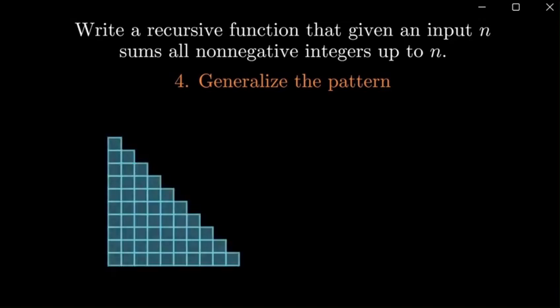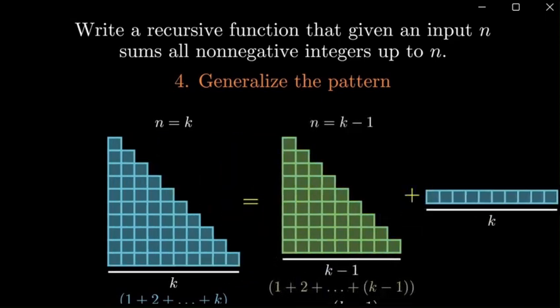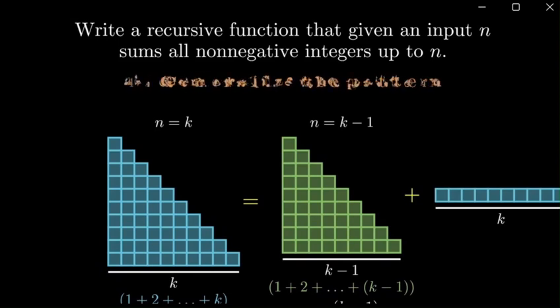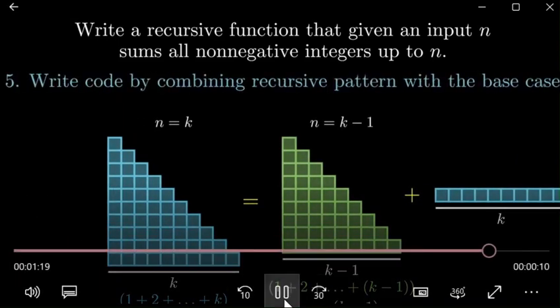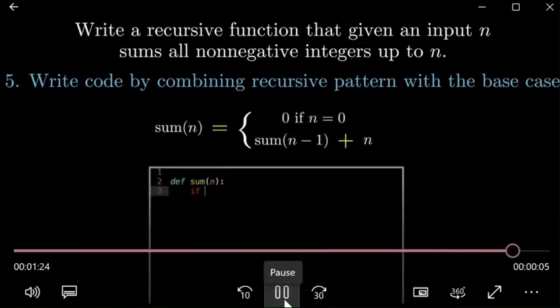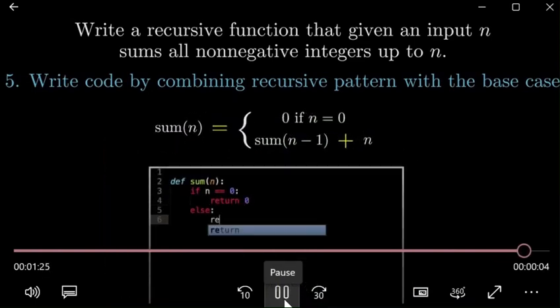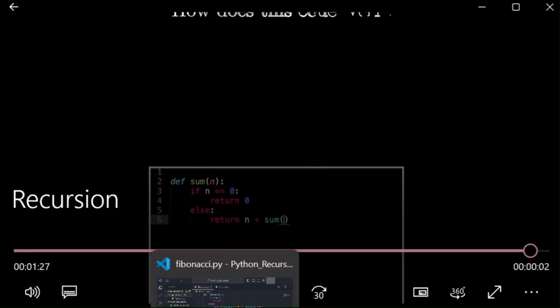So from the example we took, we can say that sum of first k natural numbers is actually nothing but the sum of first k minus 1 natural numbers plus k. And there we have it. We have our recurrence relation. Now we can implement this in code. So I'll just show you the code.